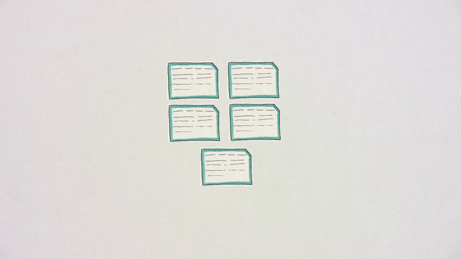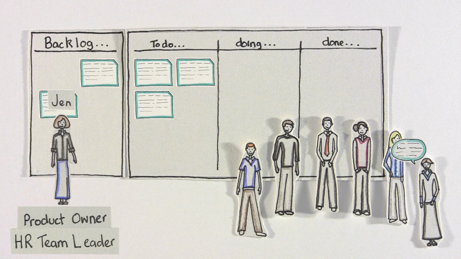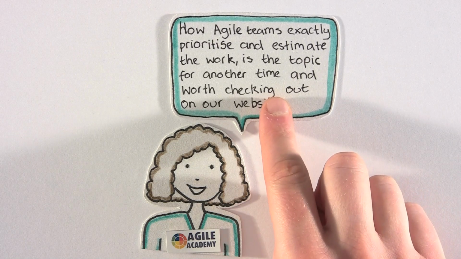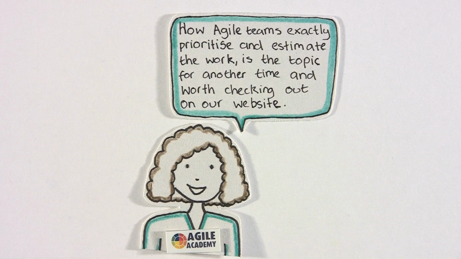In this talk, you saw how Agile teams capture user stories with story cards, which they then use to prioritise and estimate their work. How Agile teams exactly prioritise and estimate the work is the topic for another time and worth checking out on our website.